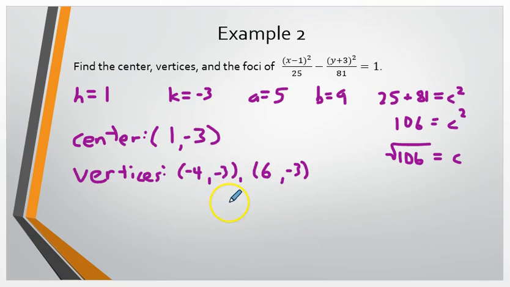So if your center's not on the origin, don't just fall for the trap or the assumption that it's going to be plus or minus the same number. Actually compute out 1 minus 5 and 1 plus 5 to get those two different x coordinates.